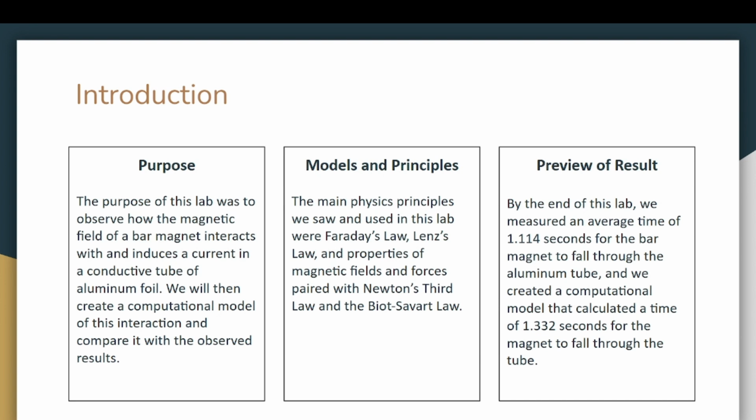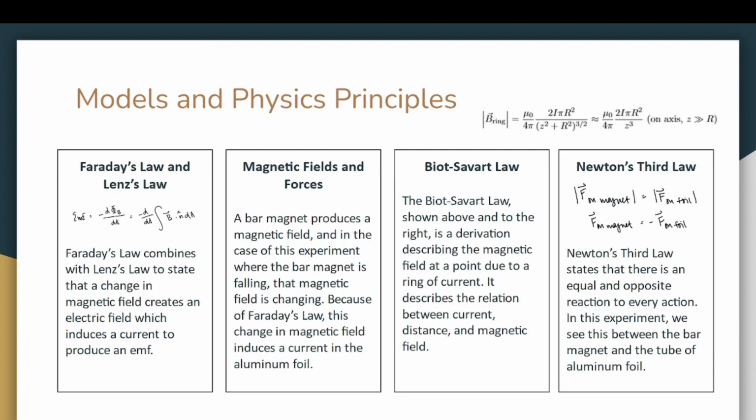By the end of this lab, we measured an average time of 1.114 seconds for the bar magnet to fall through the aluminum tube, but the computational model calculated a time of 1.332 seconds. So these are the models and physics principles.